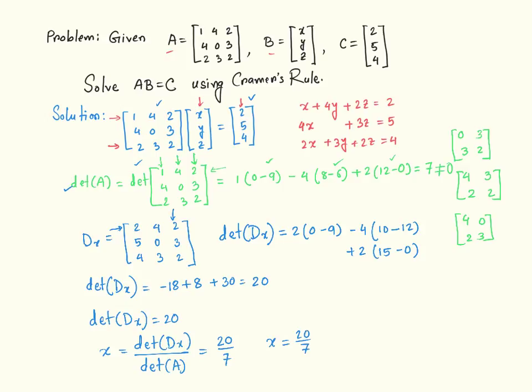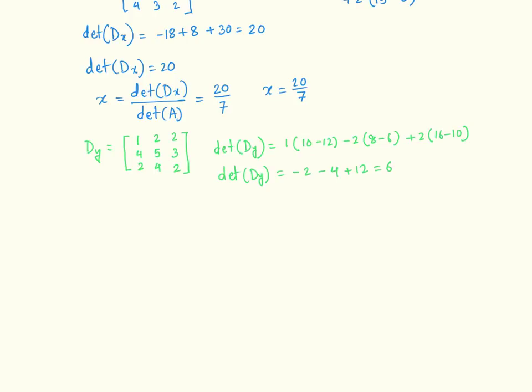Now in exactly the same way, we are going to find y and z. When we are finding the values of y and z, remember we have to replace the second column, which corresponds to the y coefficients, by 2, 5, 4. If we do that, we get the following. So let's look at D sub y. I just took the given matrix A and replaced this middle column, which is the coefficient of the y terms, with the C matrix, which is 2, 5, and 4.